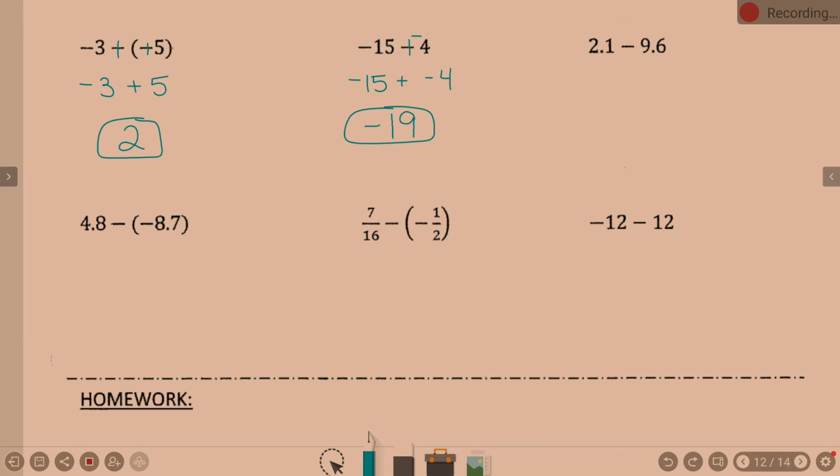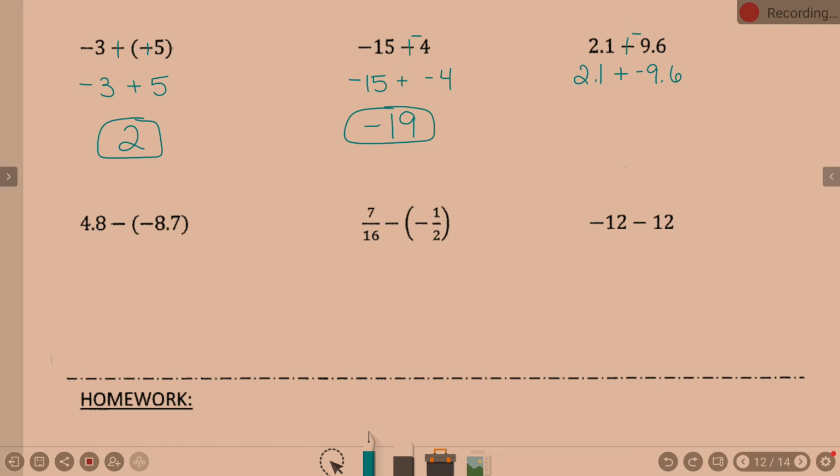Okay. Someone want to lead us through the keep, change, opposite here? What am I keeping? We're going to keep 2.1. What am I changing? Subtraction to addition. What am I oppositing? That doesn't make sense. What do I mean by opposite? -9.6. So my problem now becomes 2.1 plus -9.6.